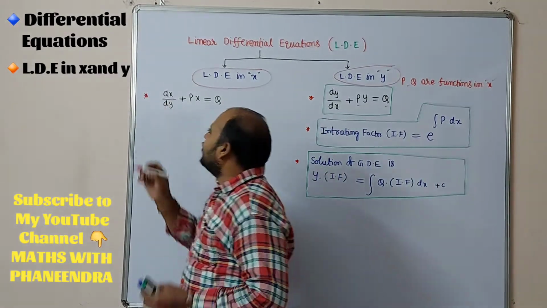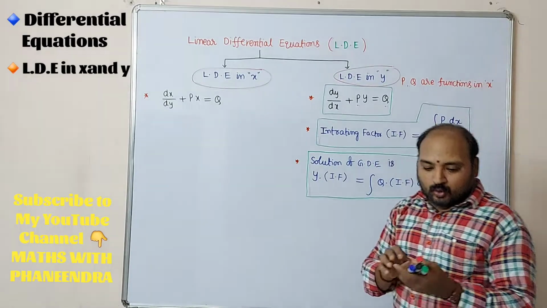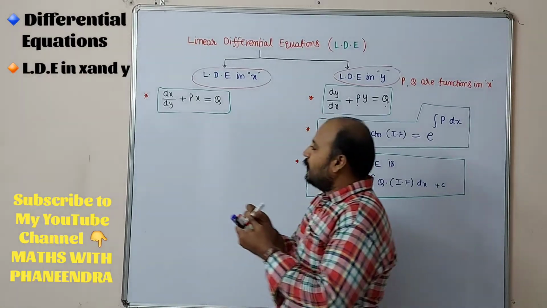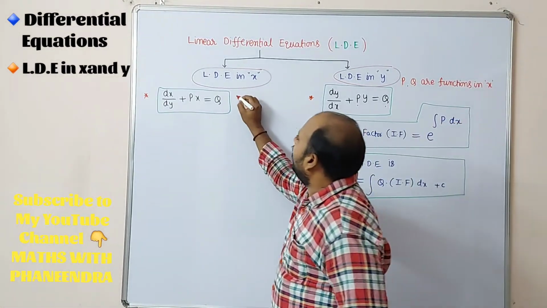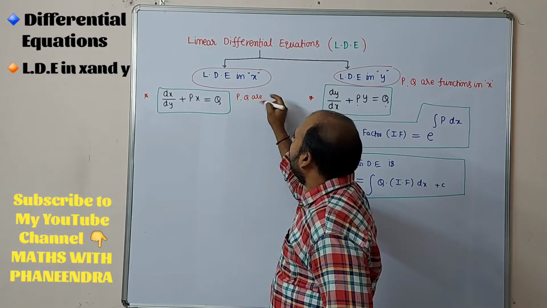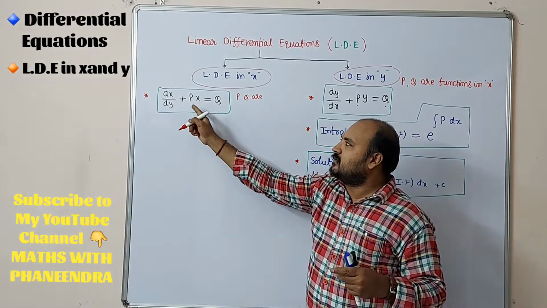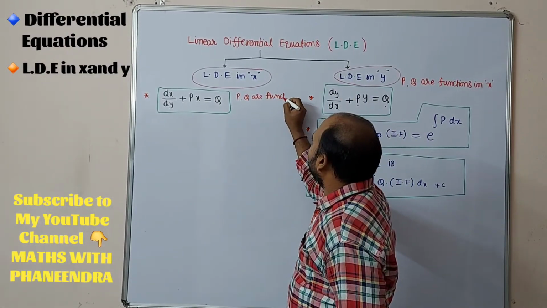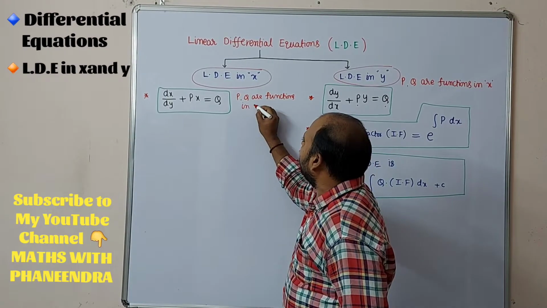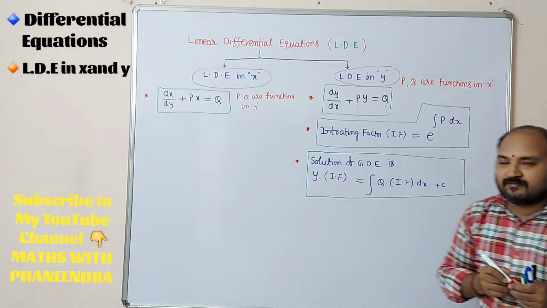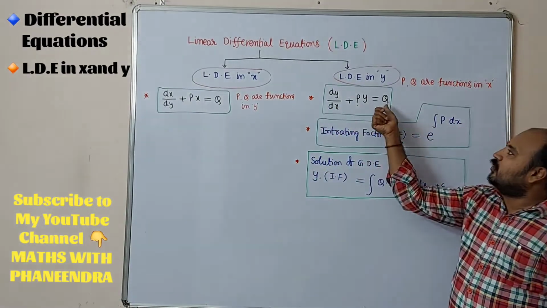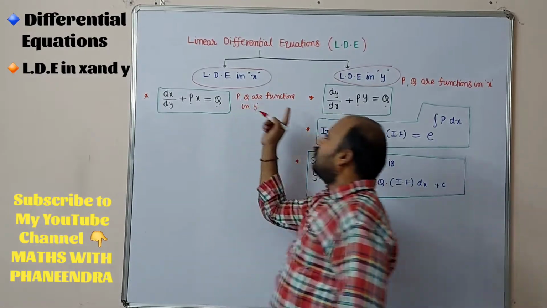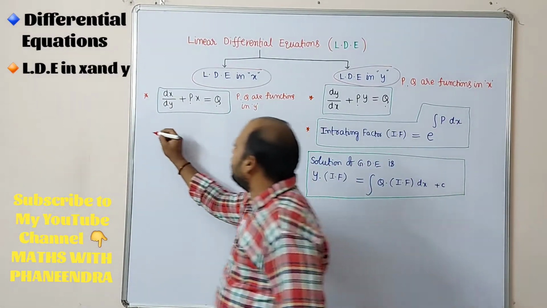So the differential equation dx by dy plus px equal to q is a linear differential equation in x, where p comma q are functions in y. Keep in mind, dear students, for dy by dx plus py equal to q, p comma q are functions in x. Here p comma q are functions in y. The second one, integrating factor.